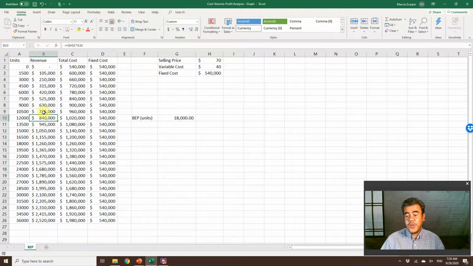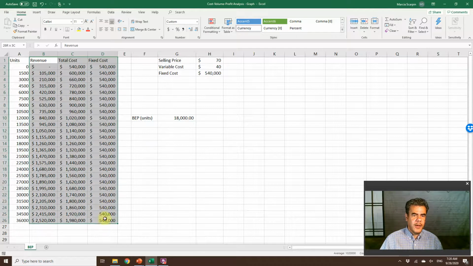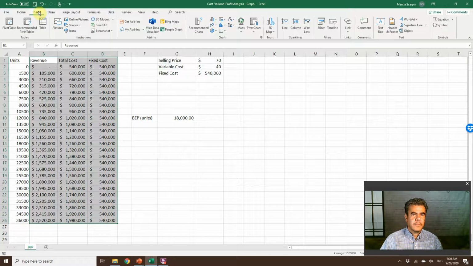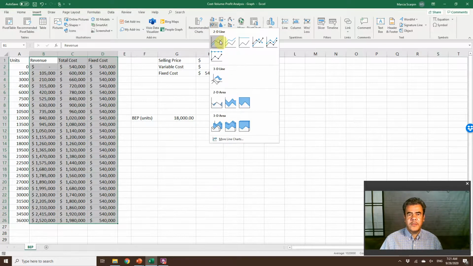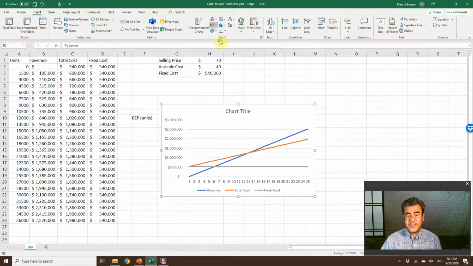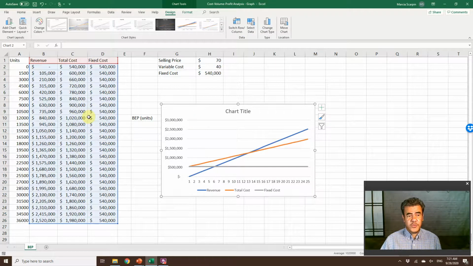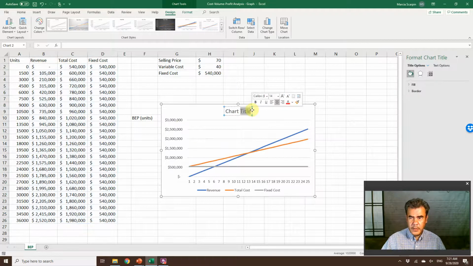So how do we create our graph? We select the numbers that we want. Insert, recommended charts. Let's go here, the line. Usually when we have this time series, the easiest way is a line chart. So double click here and let's rename it break-even point.